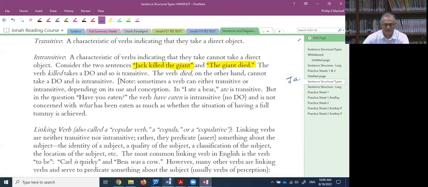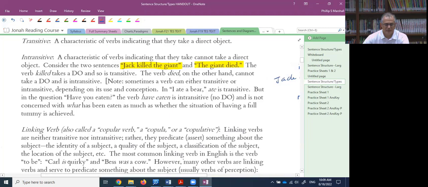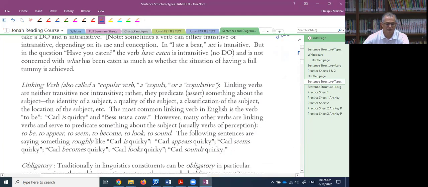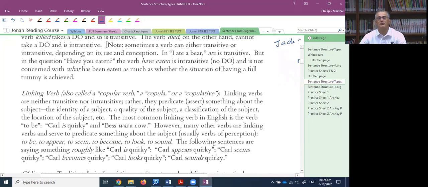Now, if any of you have taken the English refresher course, some of this may be familiar.